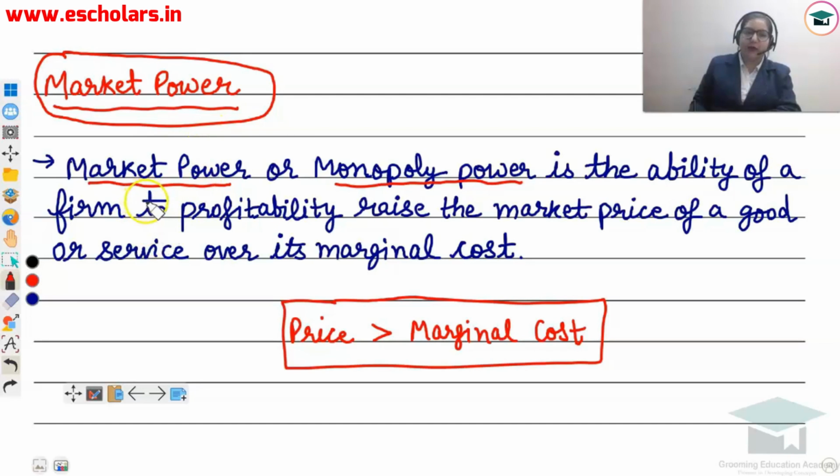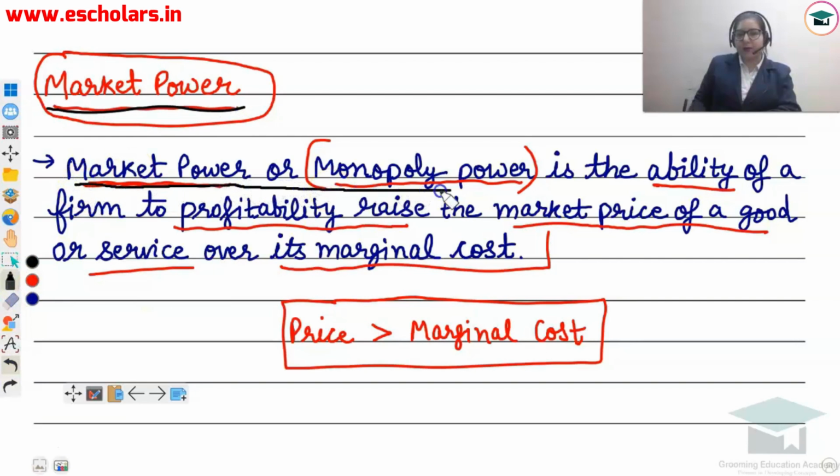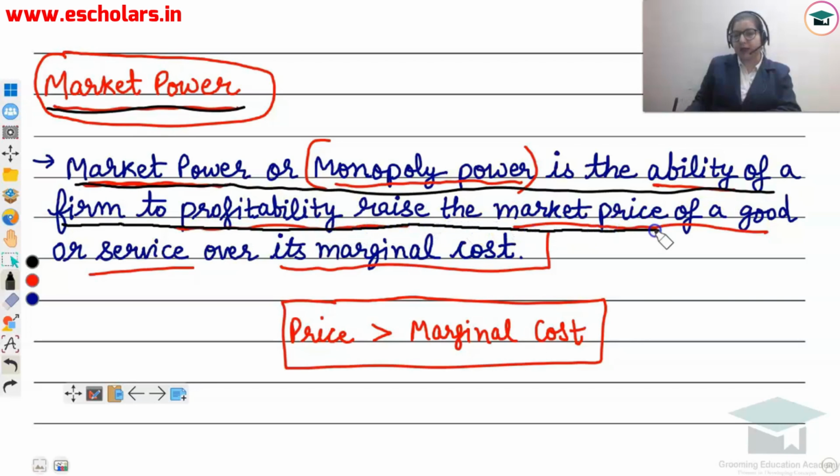So let's go through the meaning of market power first. Basically, market power, or you can say monopoly power, is the ability of the firm to raise its profitability level. Okay, and how does it raise its profitability level? By charging the market price of a good or service which is over, or you can say above, its marginal cost. So let's recall it till now. Market power or monopoly power is the ability of a firm to profitably raise the market price of a good or service over its marginal cost.